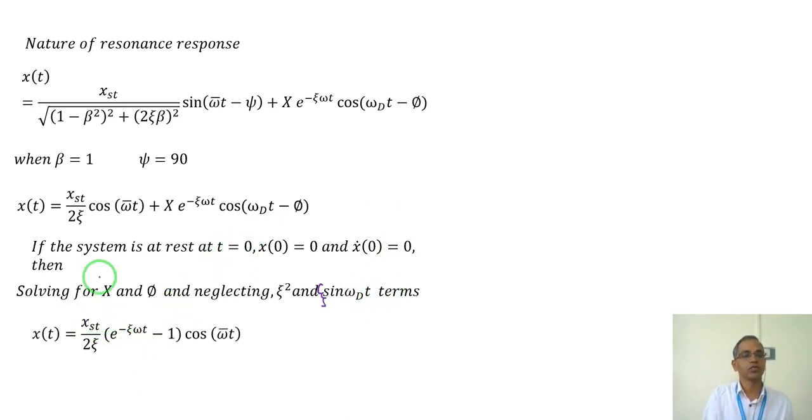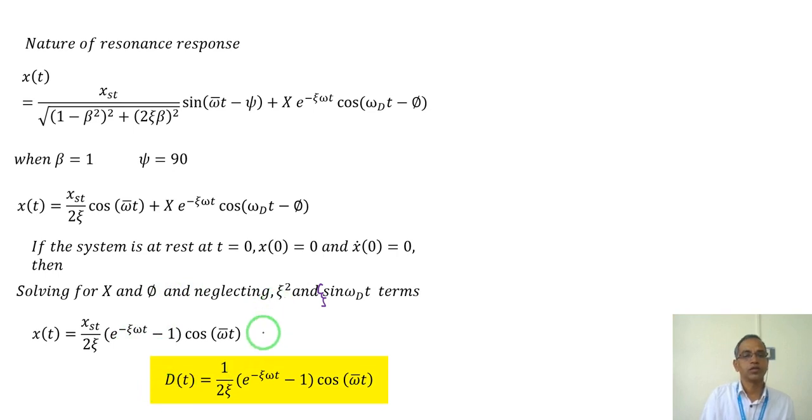we get x of t as xst by 2 xi times (e to the power minus xi omega t, minus 1) cos omega bar t. So this is the response at resonance. This is to simplify. Otherwise, we can neglect this very well. I will go ahead with this, which is the steady state response. Mostly we do that. So this part is very negligible. But if you don't want to neglect it, we can also keep it.